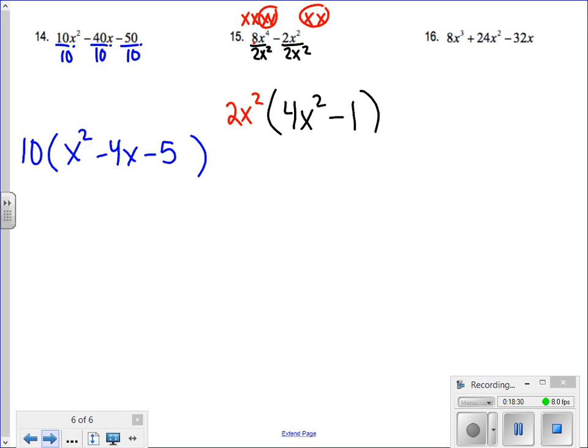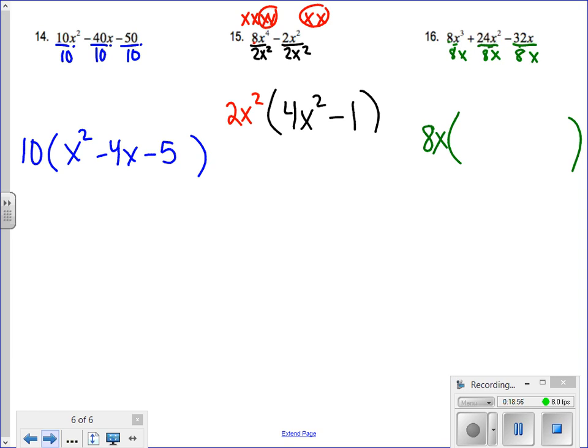All right, very last problem on the notes. 8x cubed plus 24x squared minus 32x. 8, 24, and 32 all have an 8 that goes into them. Each of these terms also has an x, just one x. So 8x is part of my GCF. Now I'm going to divide every term by 8x, my GCF.